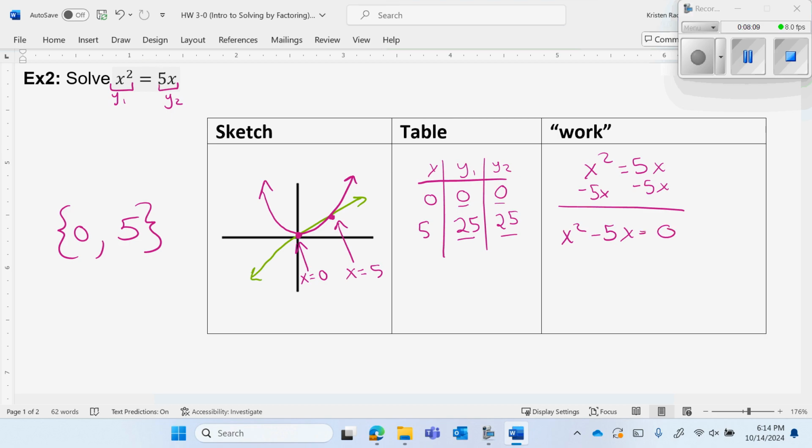Now, these two things have a GCF of x in common. If you take out the x, you're going to be left with x minus 5 equals 0. Notice how I'm not dropping the equals 0. This is an equation at all steps in our work. For the first one, we have x is equal to 0. The second one, we have x is equal to 5. So we got our answers algebraically.